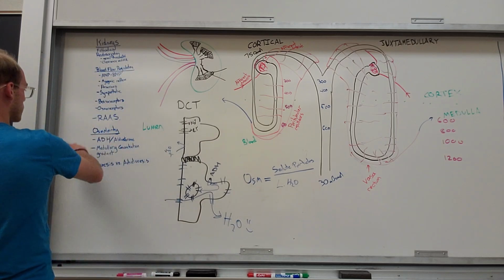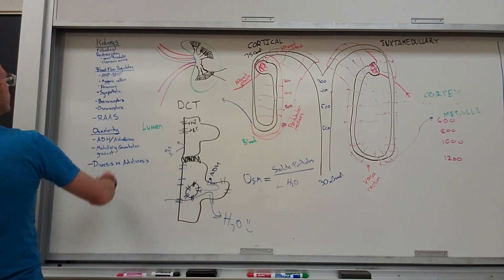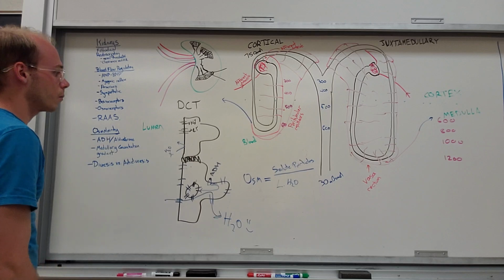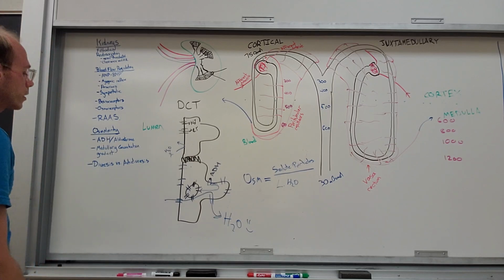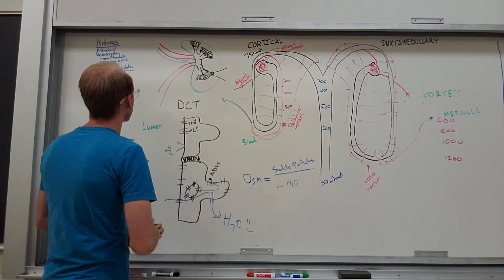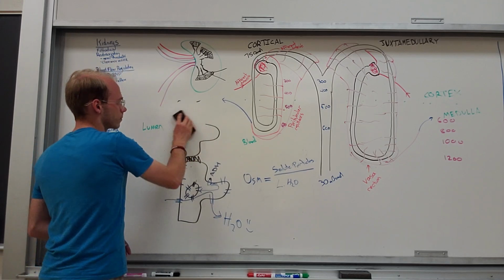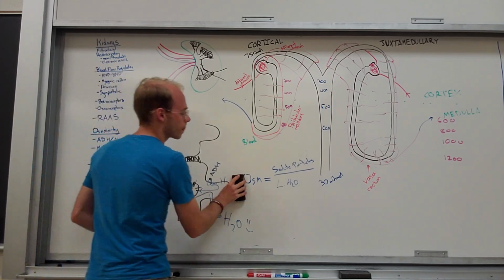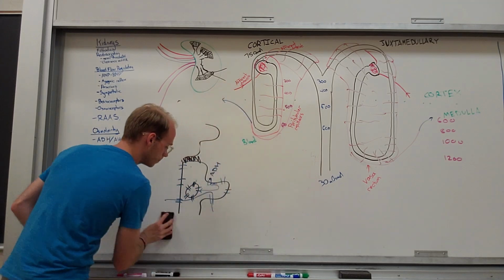Okay, so that covers the majority of our osmolarity. We talked about kidneys. We're going to talk about clearance, GFR, and renal threshold stuff. You ready for a graph? Absolutely. Great.